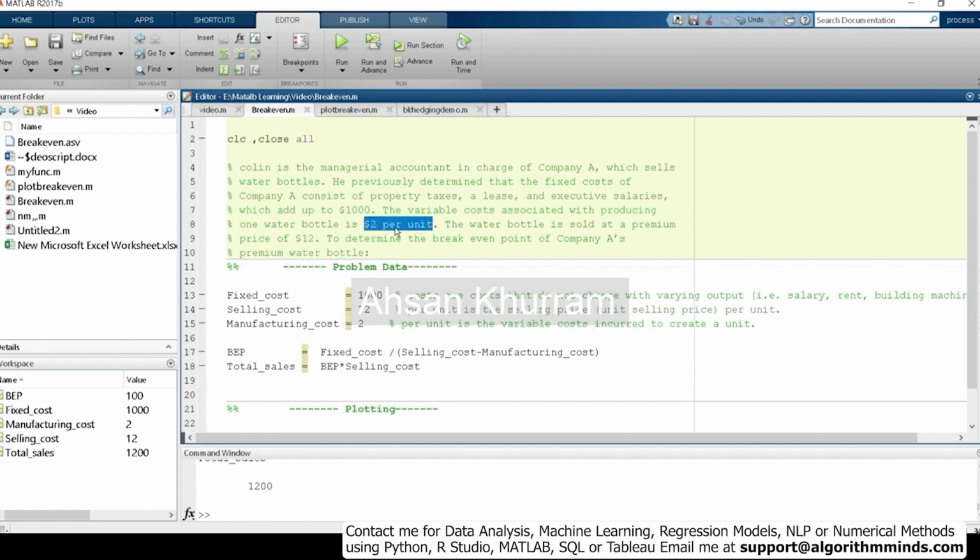I don't know why I said premium. Maybe because I can get a water bottle for $2, so it has to be a premium bottle for $12.